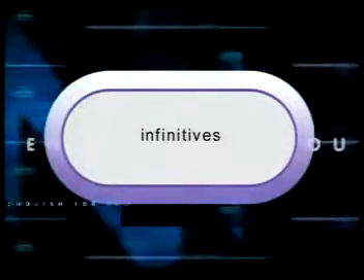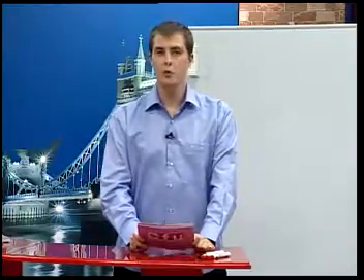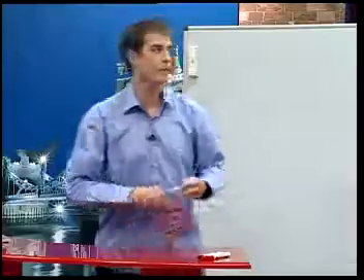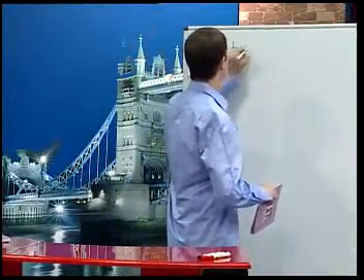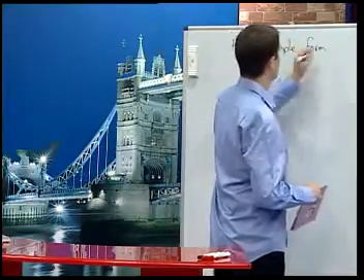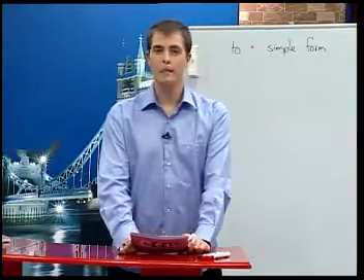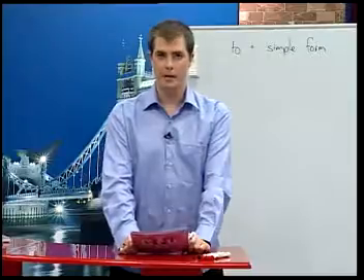Infinitives. Now let's learn infinitives, and we'll learn them the same way we reviewed gerunds. An infinitive is to plus the simple form of the verb. Some examples are to want, to ride, and to go. Now, infinitives are used the same way gerunds are. They can replace a noun or a pronoun.